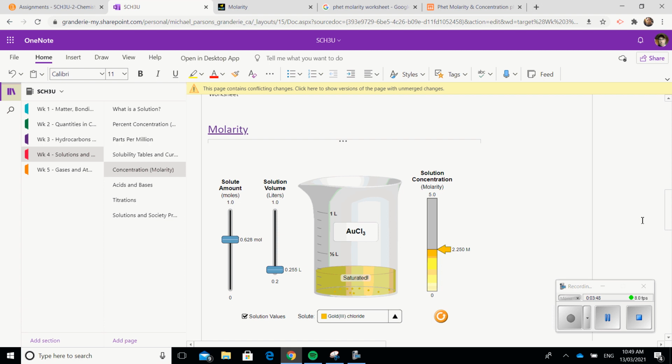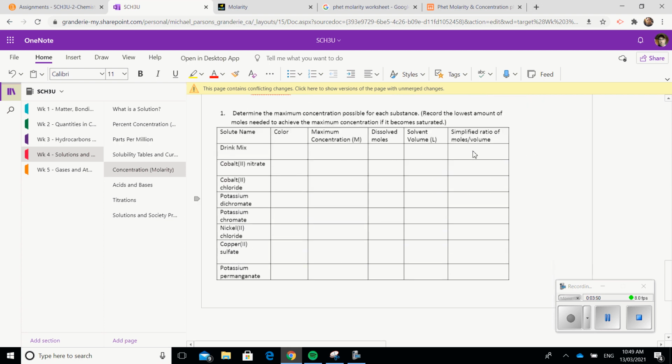You will put that in the PhET molarity Dropbox. Once you have that information, take a picture of it, upload it, and get it in the Dropbox.